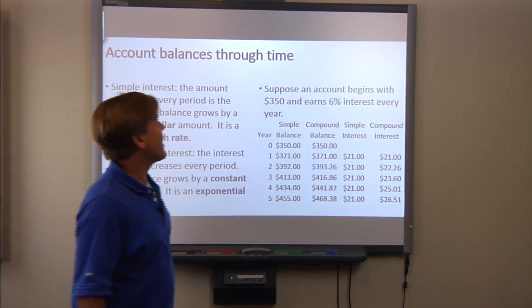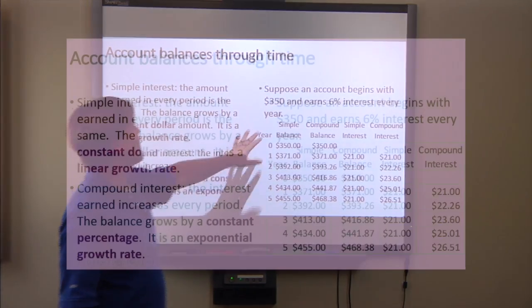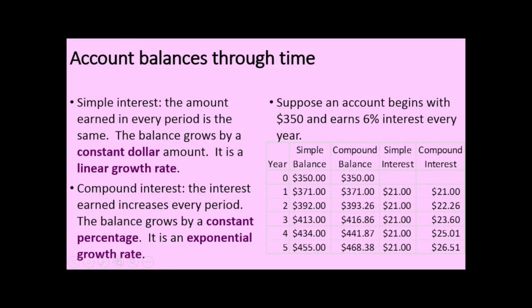So if you can run the account balances through time with simple and compound interest, I'm starting with different numbers here. So $350 and getting 6% interest every year. With simple interest, in year 1, start with $350. Year 1, I'm going to have 6% of $350, which is $21. Earn that in interest. So my account balance is going to go from $350 to $371.